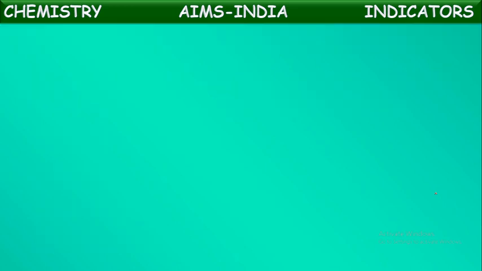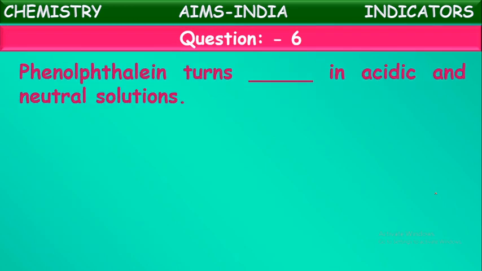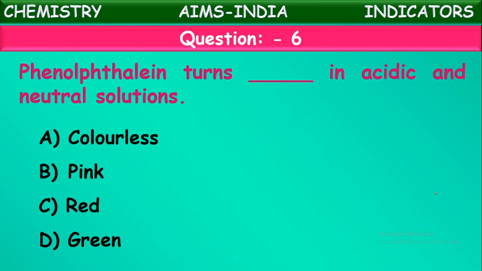Okay? One more. Phenolphthalein turns dash in acidic and neutral solutions. How will phenolphthalein show color change with acids and neutral substances? Will it be colorless, pink, red or green? What will be the color of phenolphthalein in the acidic medium? Yes, it is colorless. It won't show any color with acids. It will show a color change with bases only, turning into pink color.